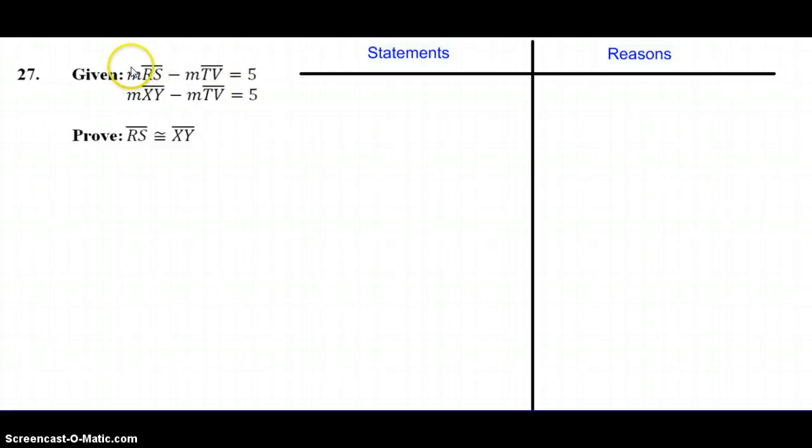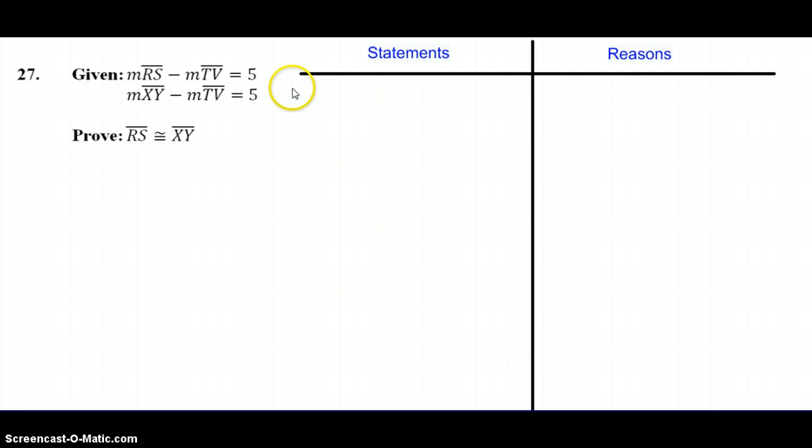Today we're going to look at a proof where our given information is that the measure of segment RS minus the measure of segment TV equals 5, the measure of segment XY minus the measure of segment TV equals 5, and we're going to prove that segment RS is congruent to segment XY.